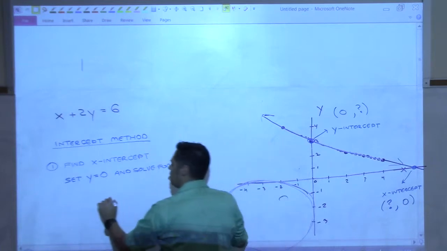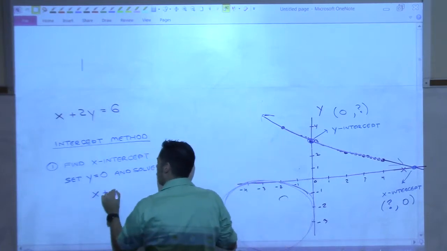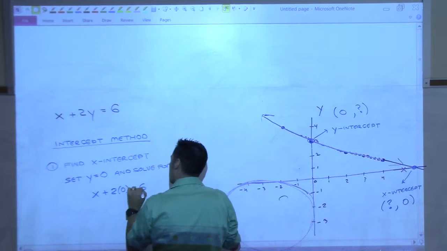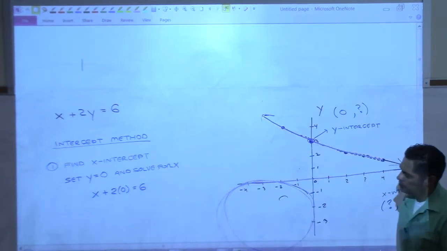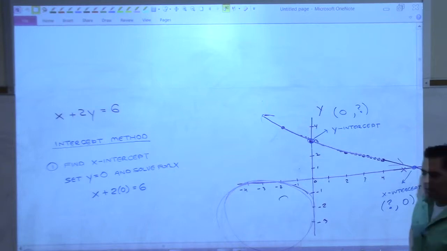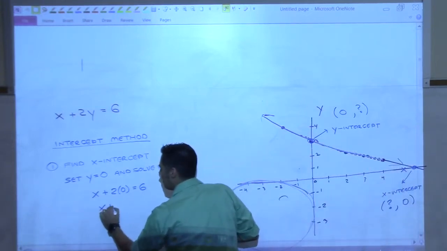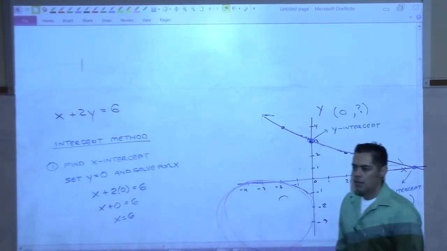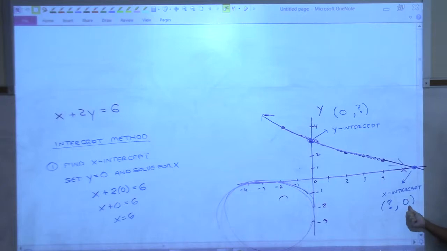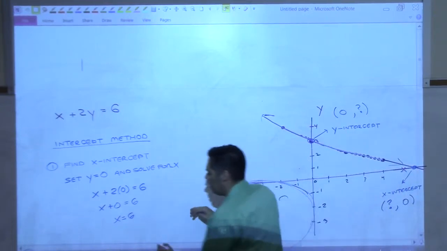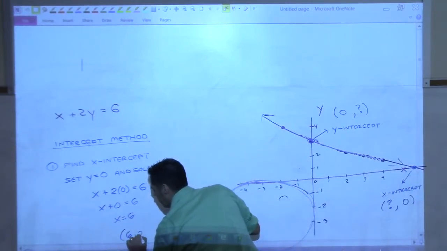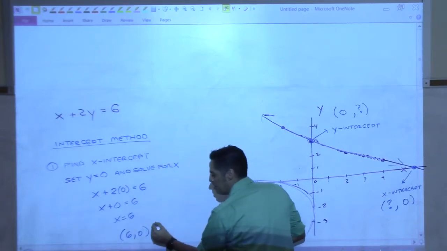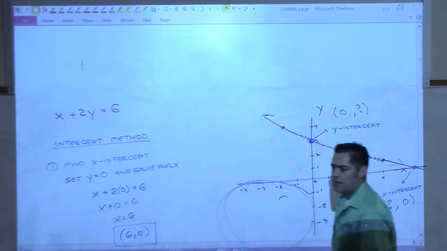So I'm going to take the equation and replace this y with 0. If you do that, what do you get? 2 times 0 is 0, right? So you get x plus 0 is 6, but you don't really need the 0, so x is 6, right? And remember I said anytime you have an x-intercept, the y must be 0. The question remains then, what is the x? We just found it. For this particular line, if y is 0, then x must be 6. So your ordered pair, your point on the line, is (6, 0). This is your x-intercept. Make sense?